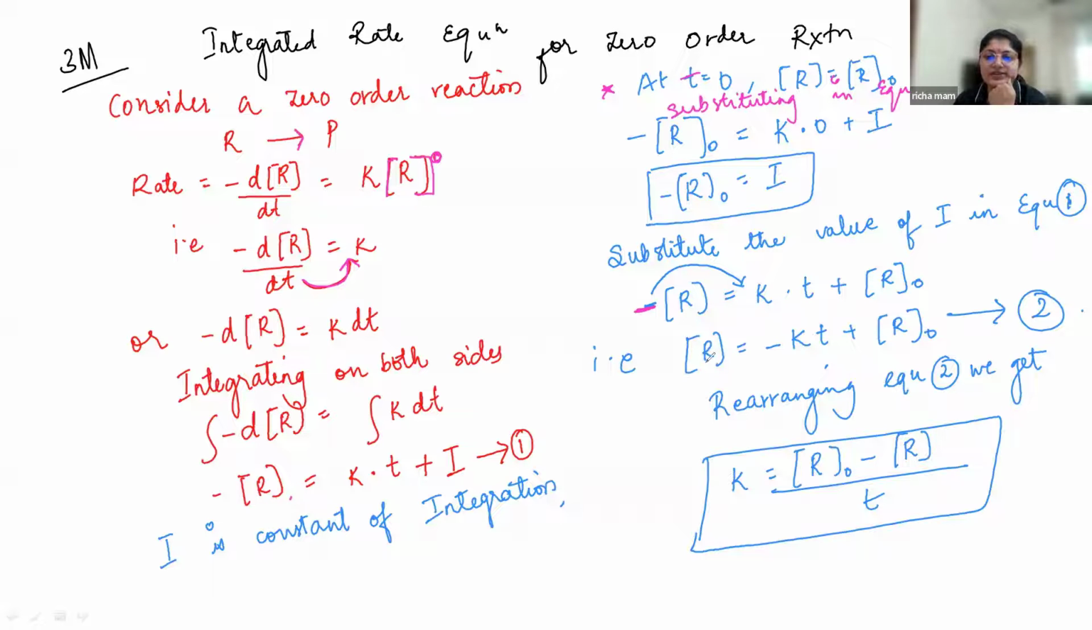If we rearrange this equation, what will we get? If we take K on the left hand side, R naught will also go to the left hand side. So that will be minus R upon T. So this is the integrated rate law expression for zero order reaction. Is it clear? Yes, very important. Asked for 3 marks. Is it clear?